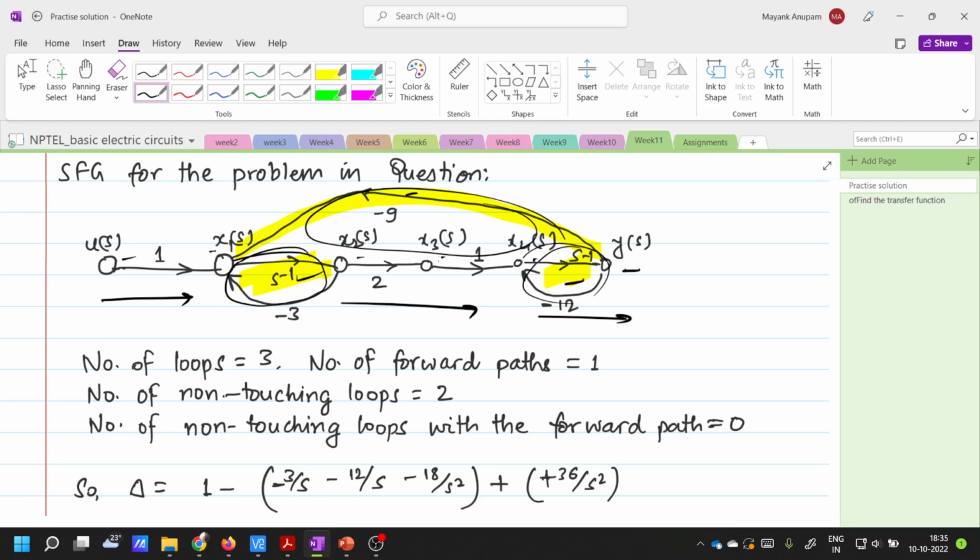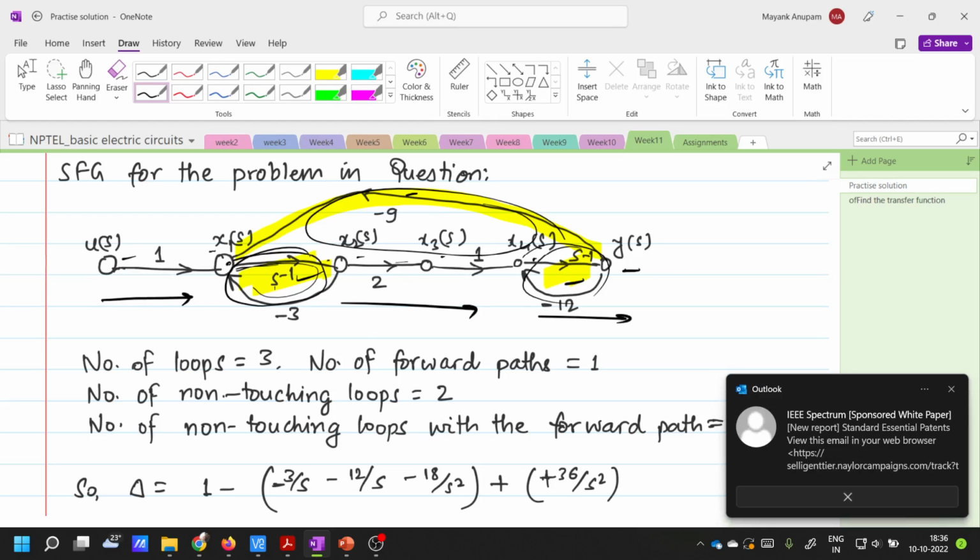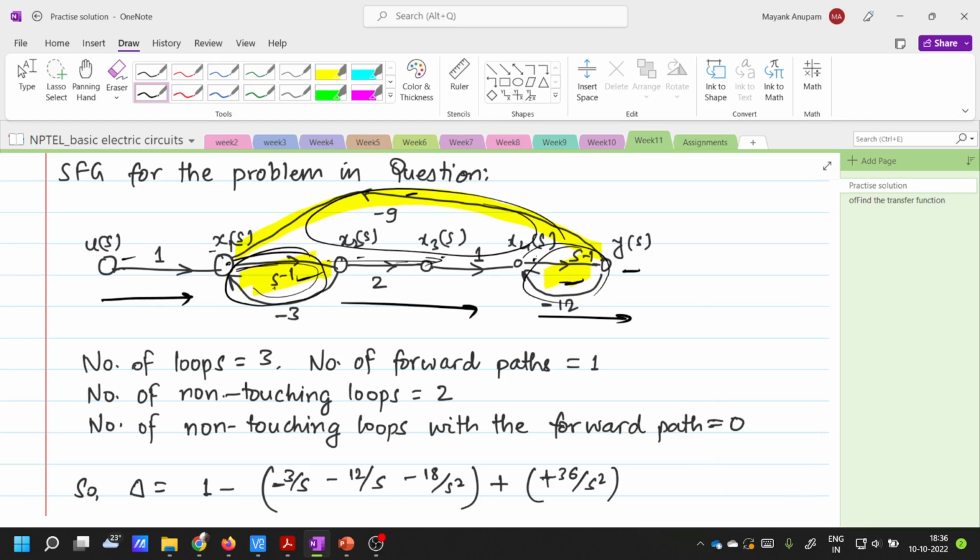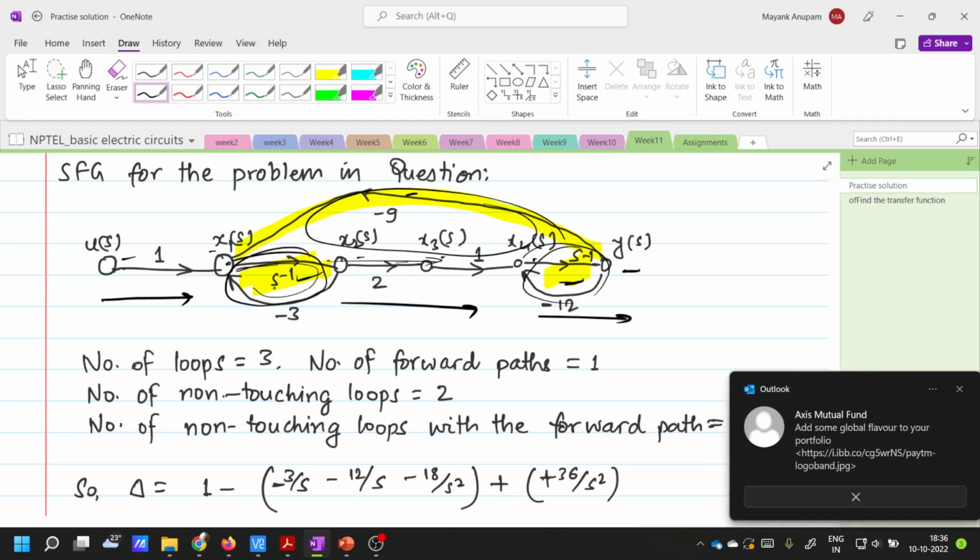But all these 3 loops, they have some nodes in common with the forward path, right? So you see this loop here. This loop has x1 and x2 in common with this forward path, right? x1 and x2 is a part of this loop, as well as it is a part of this forward path also. Okay, similarly, this particular loop here also has some nodes in common, right? It has x4 and y in common.